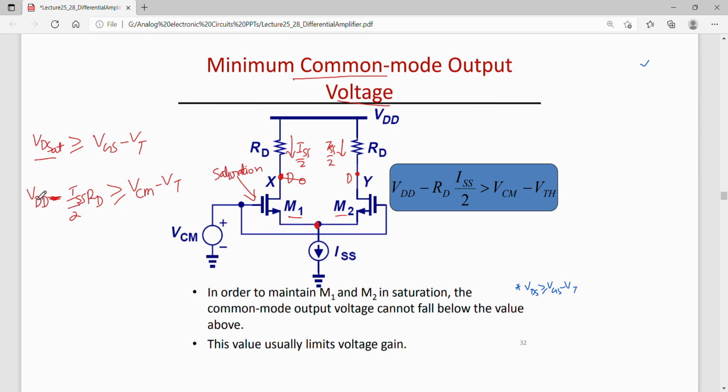So I can find another condition here, that is the minimum common mode output voltage, this voltage. So this should be greater than VCM minus VT, that is common mode input voltage minus threshold voltage. This will ensure that this MOSFET is always in saturation. Now we have also studied that this value, Vx or Vy, also limits the gain of this amplifier. So the minimum common mode output voltage will also limit the gain of this differential stage as well.